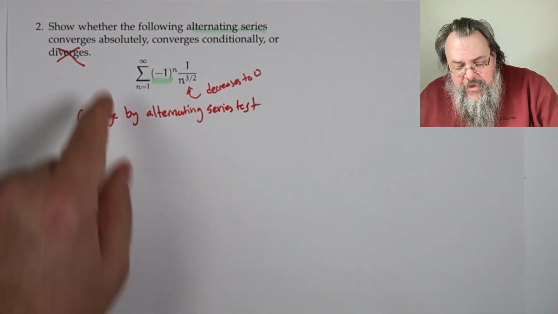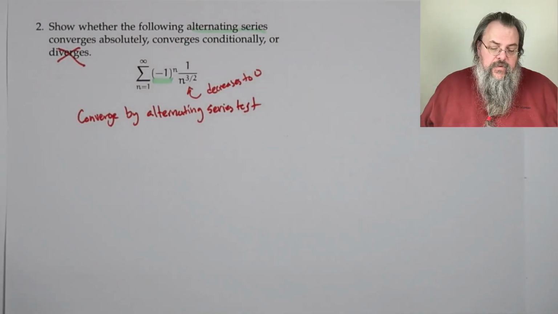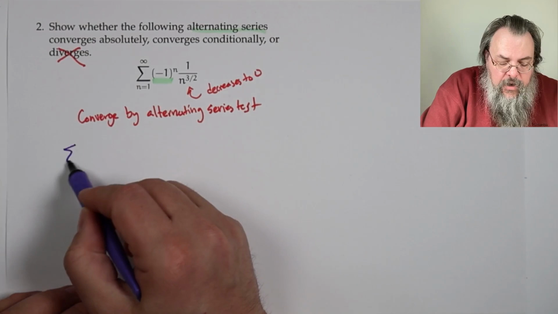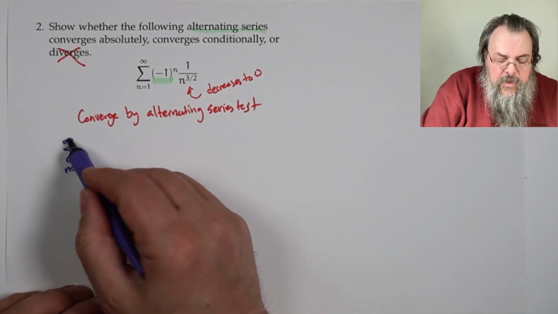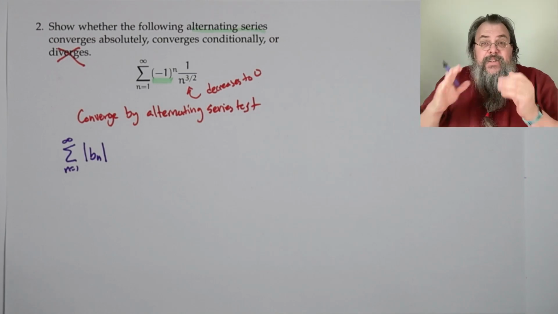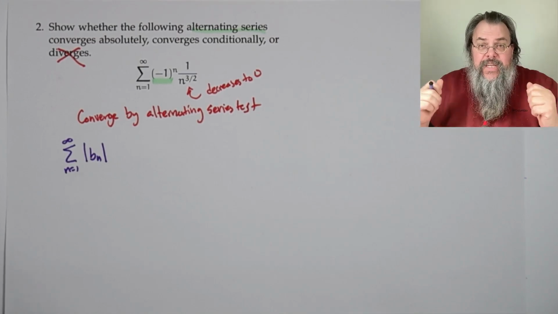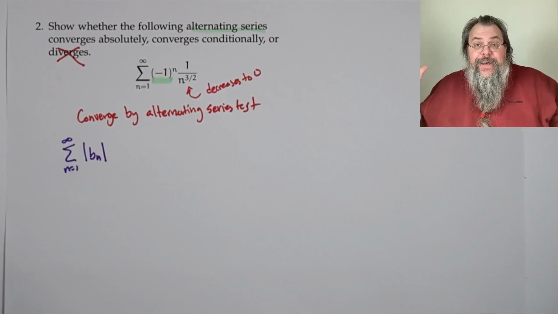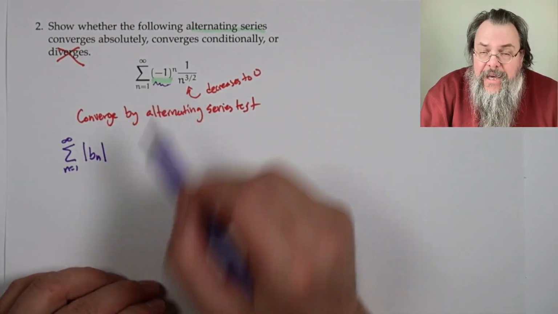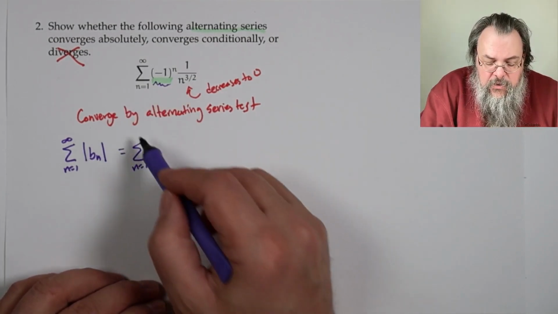But now we have to narrow it down and say, well, hold on, absolute versus conditional. So, next step, we want to look at what we would call the sum from 1 to infinity of the absolute value. What does that mean? It means take out the alternating part, in other words, get rid of the plus minus nature. Everything's positive now. So, what's the plus minus part? It's this minus 1 to the n. So for us, now we look at this sum.